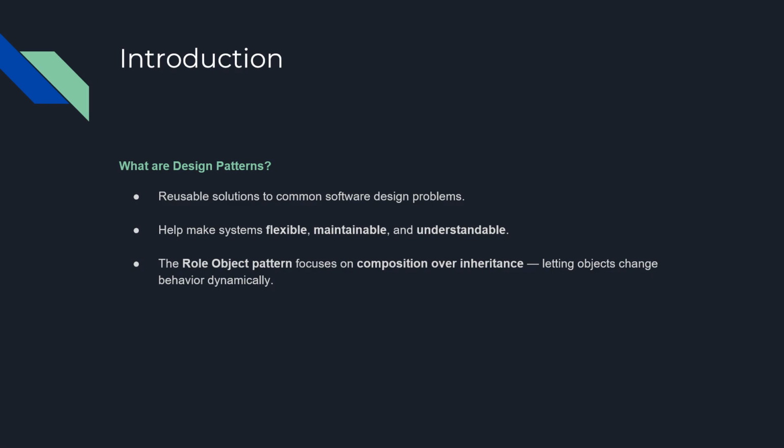So to start, what are design patterns? Design patterns are reusable blueprints that help us solve common software problems. They make systems easier to maintain, extend, and understand. The role object pattern in particular focuses on composition over inheritance, meaning instead of creating subclasses for every variation of behavior, we can attach or detach behaviors dynamically at runtime.